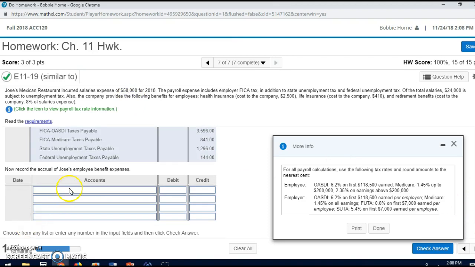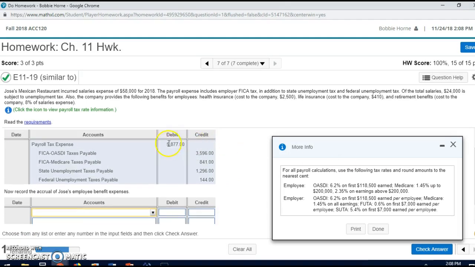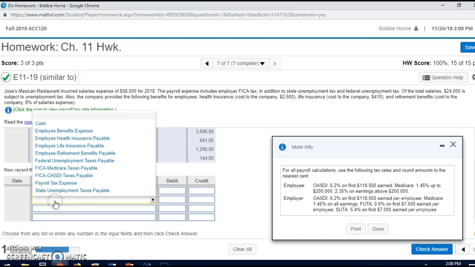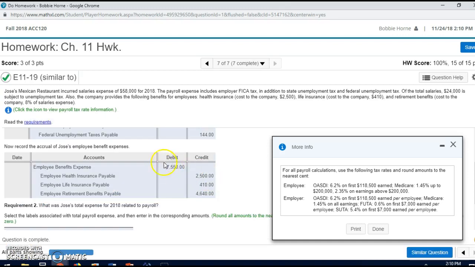For the next part, the employee benefits expense, and to get this number here, you have to add all of these up. Now, for the employee's benefit expense, you're going to debit employee's benefit expense, and the employee benefits expense is the total of your benefits you're going to pay. So this comes from the paragraph up top. Health insurance payable was $2,500, life insurance payable was $410, and retirement benefits was 8% of $58,000. 58,000 times 0.08 would give you the $46.40, and you add those up to get your benefits expense.